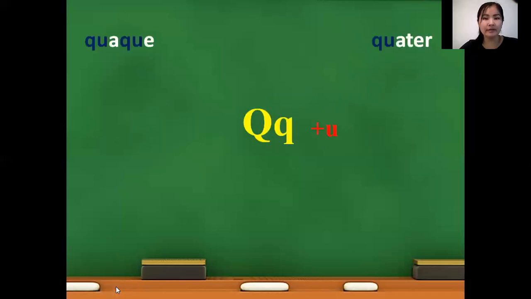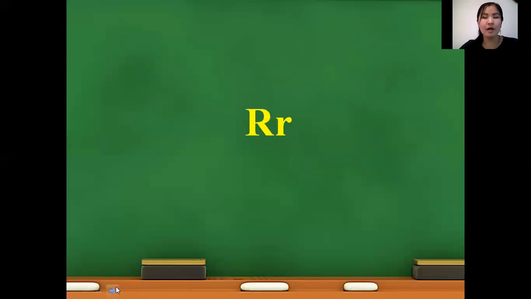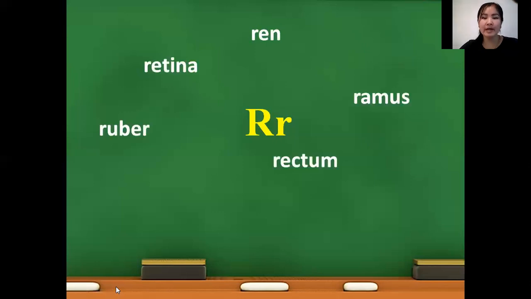Quaque, quater, quadratus, quinque, quadruplex, quercus. R sound R: ren, retina, ramus, ruber, rectum, radix.